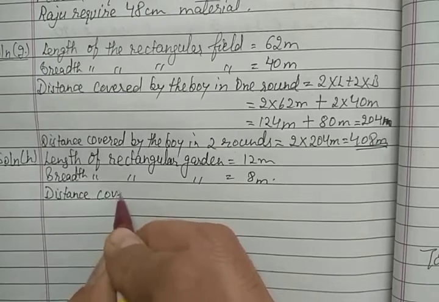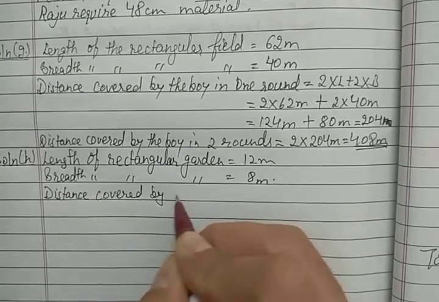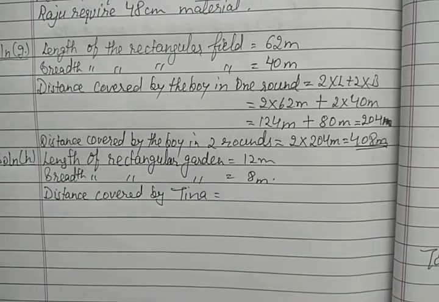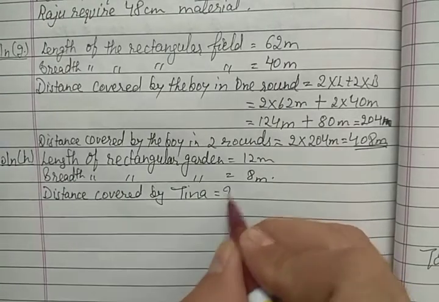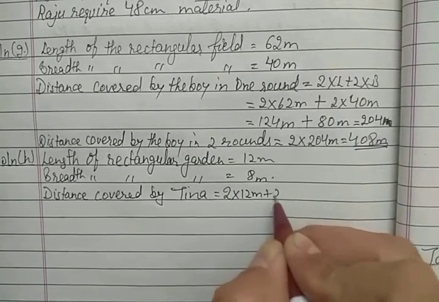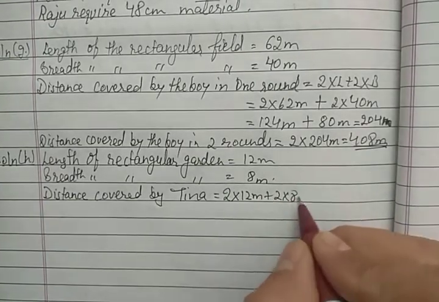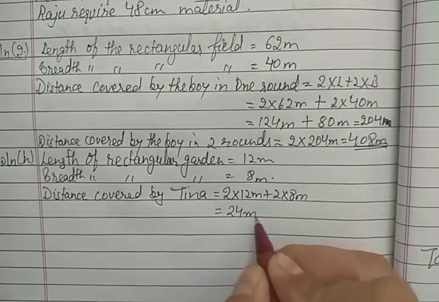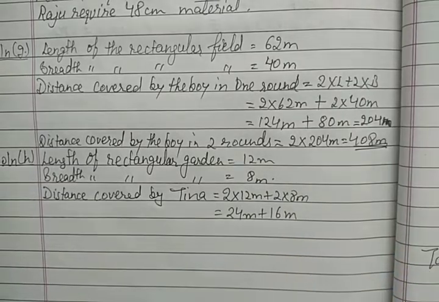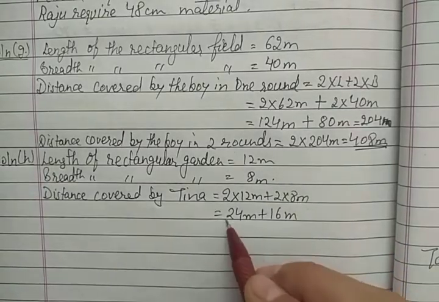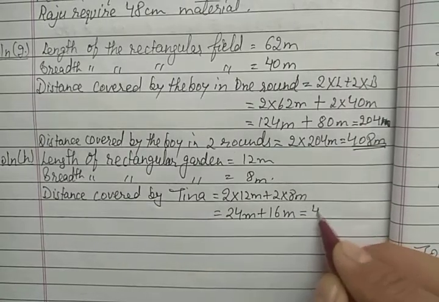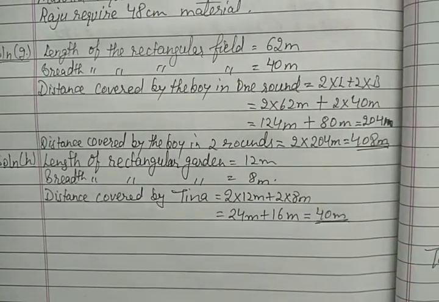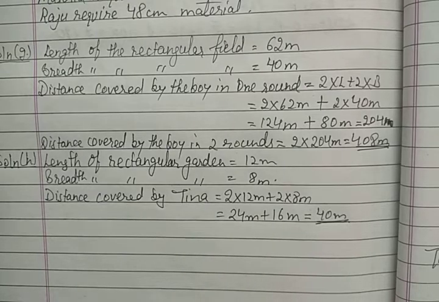distance covered by Tina, so that is equal to the perimeter of the rectangle, that is 2 multiplied by length plus 2 multiplied by breadth. So that is 12 twos are 24 meters plus 8 twos are 16 meters, right? And 24 plus 16 is 40 meters. So how much distance Tina covered? That is 40 meters.